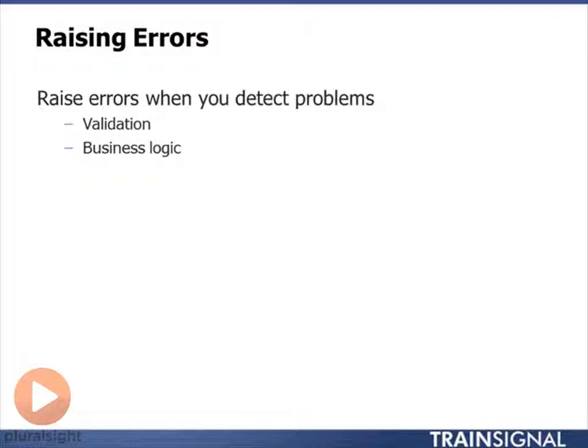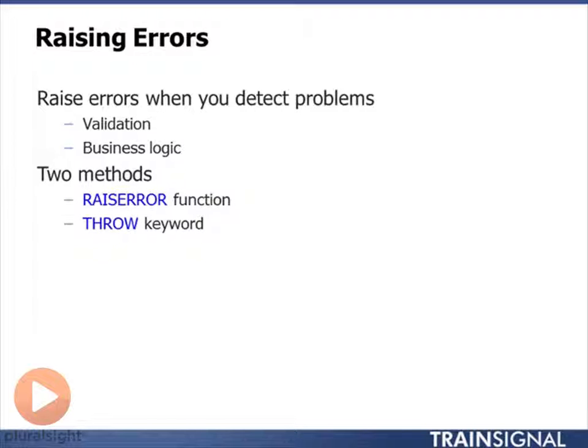This might be a validation error. Maybe you've given us a number that's outside of the acceptable range. It could be some form of business logic where maybe something doesn't match up or otherwise. So errors allow us to let the outside world know that something went wrong. We have two ways that we can do this: RAISERROR and THROW.